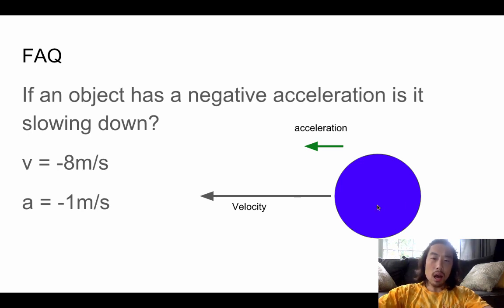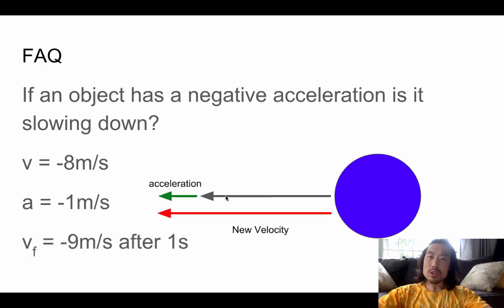Now let's take a look here. This green arrow represents the acceleration, and this gray arrow represents the velocity. So, just like in the beginning of the video, if we add the two vectors together, we get this new velocity, this red arrow. And this red arrow is greater than this gray arrow, which was the old velocity, or initial velocity. And this red arrow is the final velocity, right? And so after 1 second, this object was going at negative 8 meters per second. But because it was constantly accelerating at negative 1 meters per second squared, it is now going at negative 9 meters per second. So it sped up.